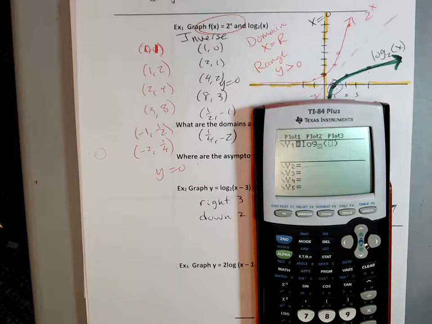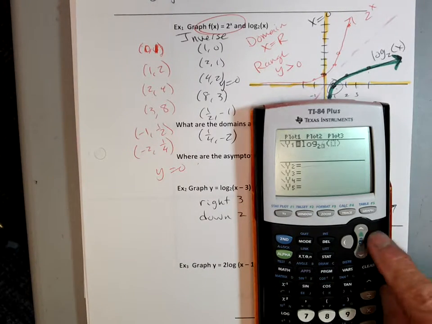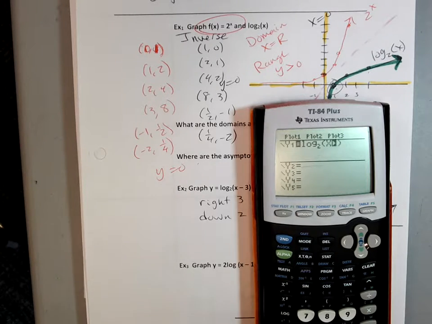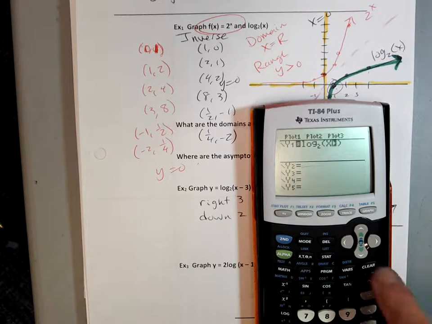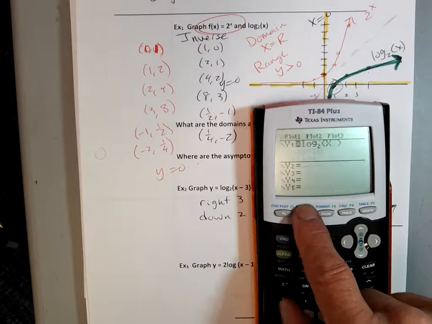And now I'm going to put log base 2 of x. So now it will do different bases. You just have to find that in your catalog. And I think it might be in the math. Well, I'll figure out where it is to make it easier. So my window. Before I graph it, let me think about my window.